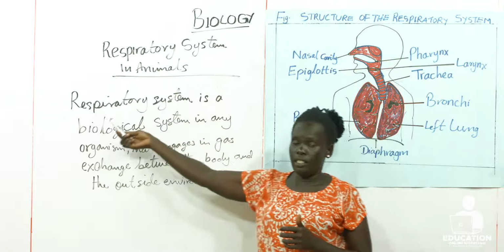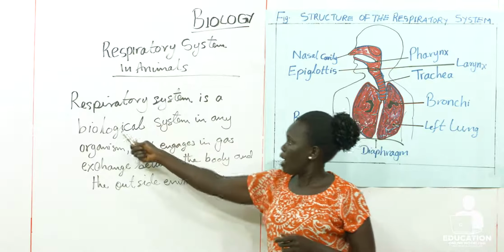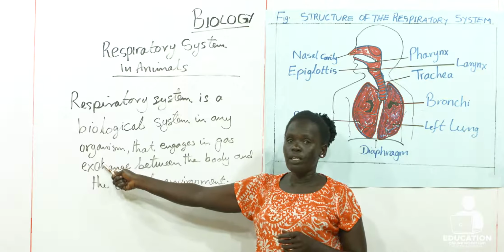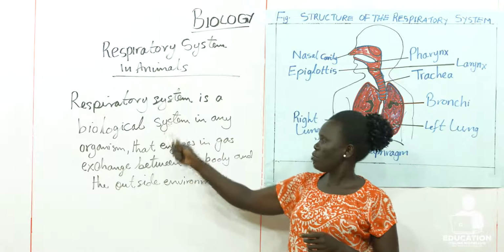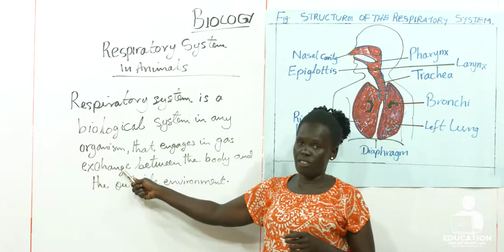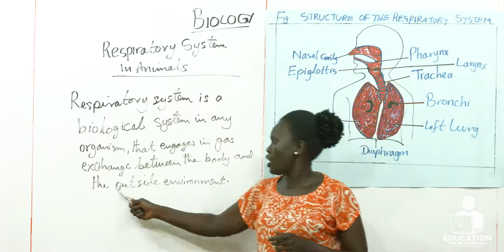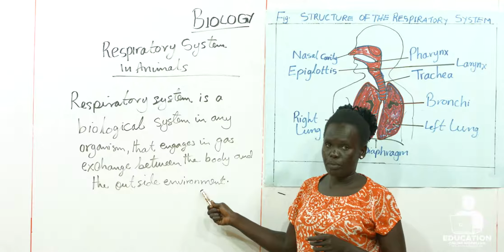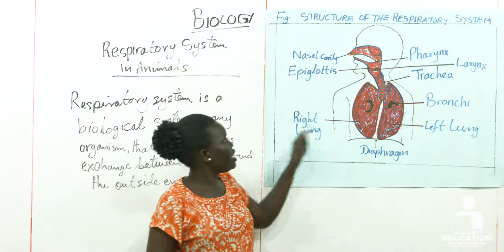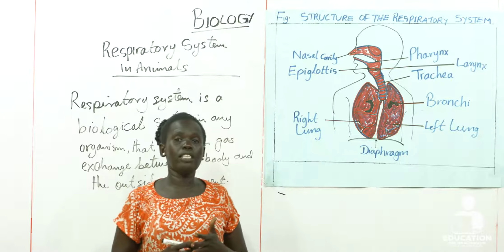That's why the respiratory system is defined as a biological system in any organism. The function of this system is that it gets involved in gas exchange. The gas exchange takes place between the body of the living organism and the outside environment. That's why from the drawing here we can see the respiratory system in a human being. It is representing what? Animal.